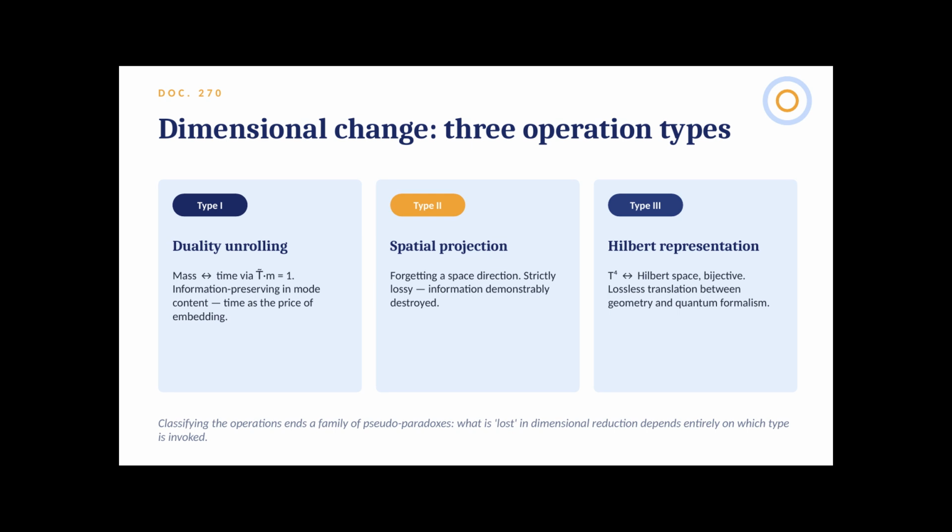Type 3 is the Hilbert representation, the 4-torus and Hilbert space mapped onto each other bijectively, a lossless translation in both directions. One label per operation, and never mixing a lossy projection up with a lossless duality. That discipline is what keeps the dimensional bookkeeping auditable.